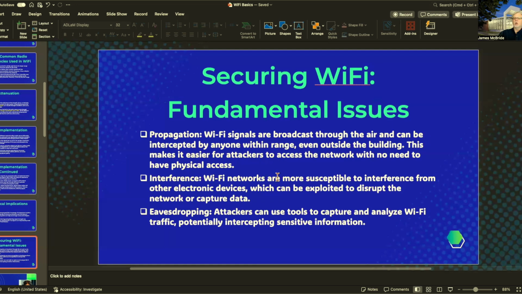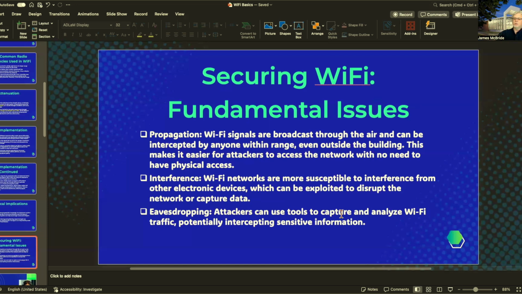Interference. Wi-Fi networks are more susceptible to interference than wired networks, with all those other electronic devices that might be transmitting on that frequency, which can be exploited to disrupt your network or capture data. In other words, somebody next door is using channel 3, as I said, and you are, and that's interference. Well, there's also the malicious intent of that, looking at somebody's network and going, they're using channel 5, so I will just broadcast a bunch of junk on channel 5, and that disrupts the entire signal and gets rid of it. And then, of course, eavesdropping.